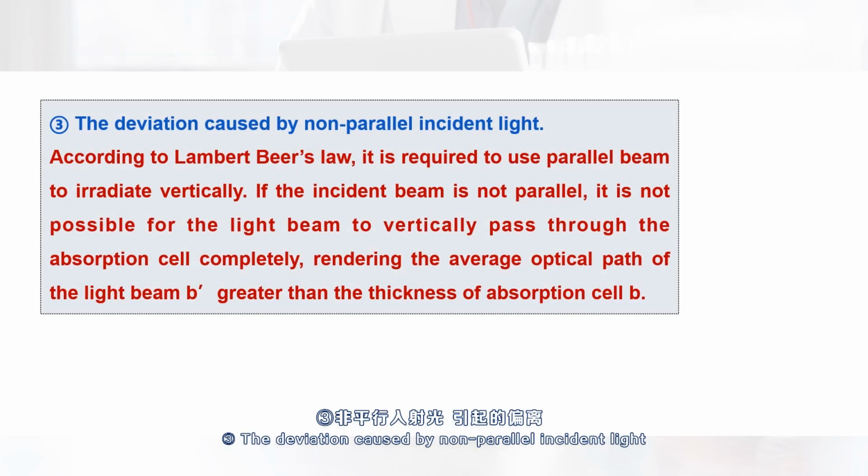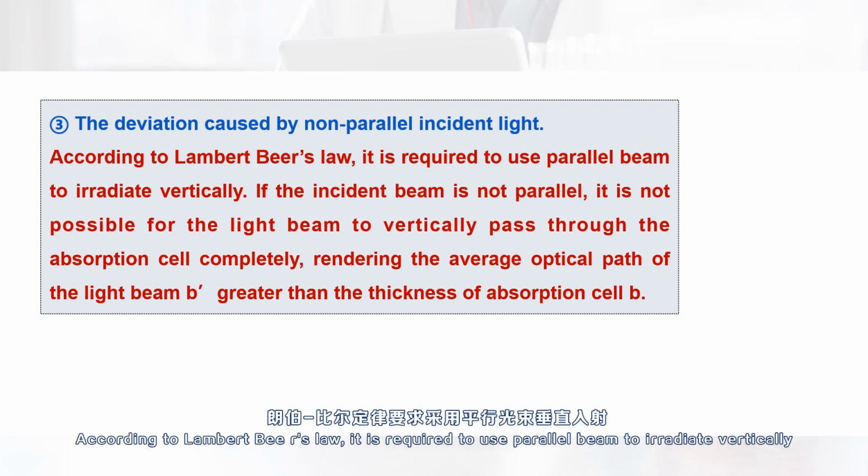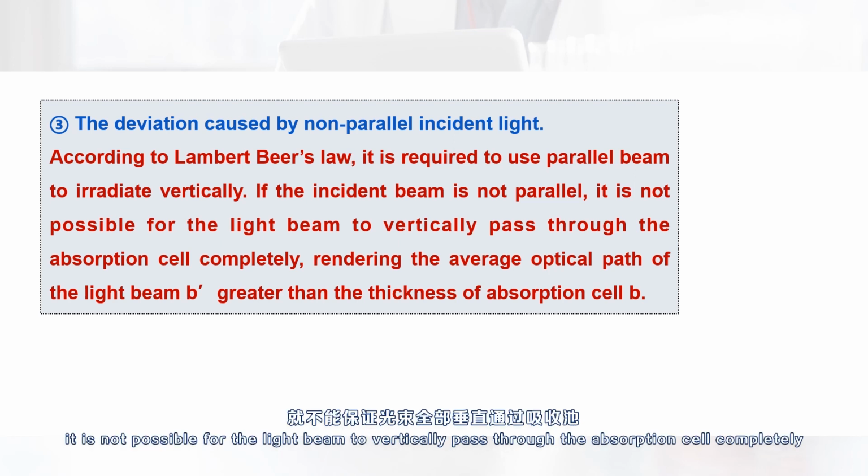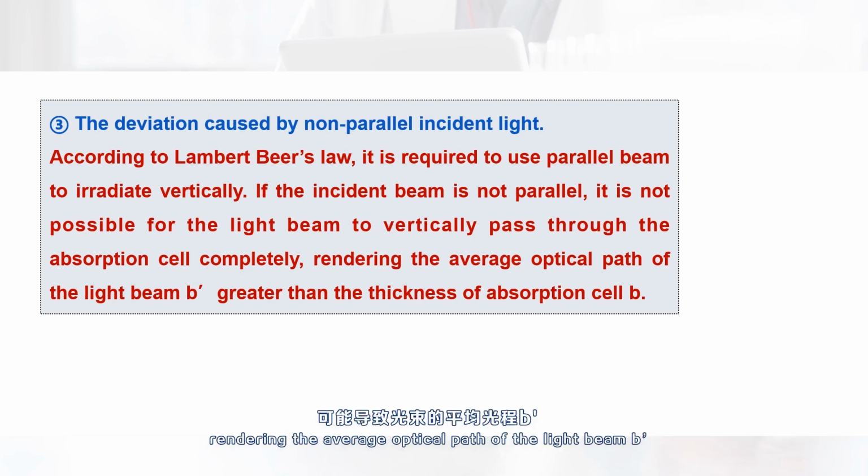3. The deviation caused by non-parallel incident light. According to Lambert-Beer's law, it is required to use parallel beam to irradiate vertically. If the incident beam is not parallel, it is not possible for the light beam to vertically pass through the absorption cell completely, rendering the average optical path of the light beam greater than the thickness of absorption cell B. So, the actual absorbance will be bigger than the theoretical value, leading to positive error. The above three are physical factors.